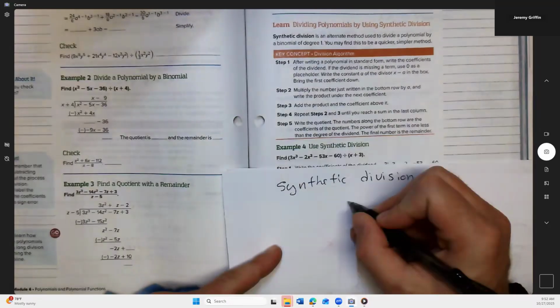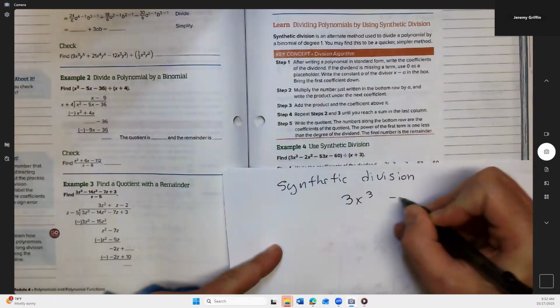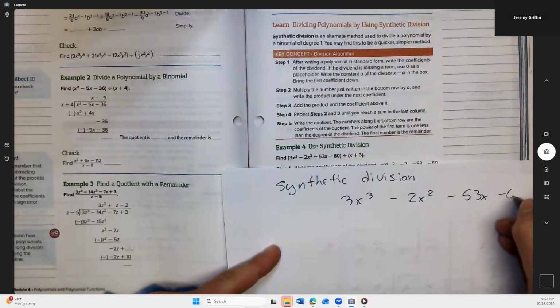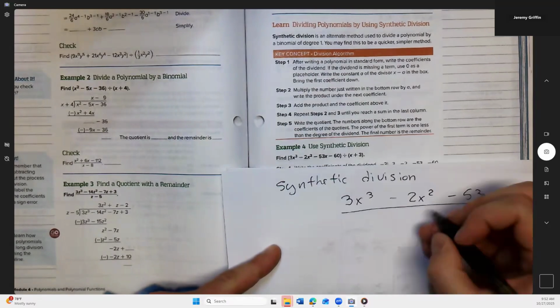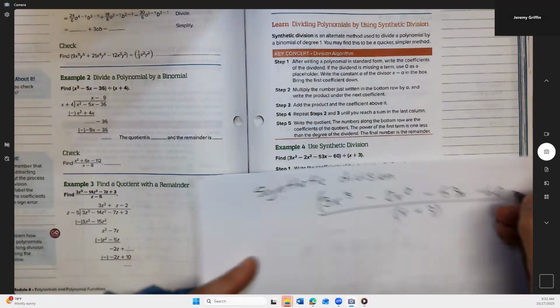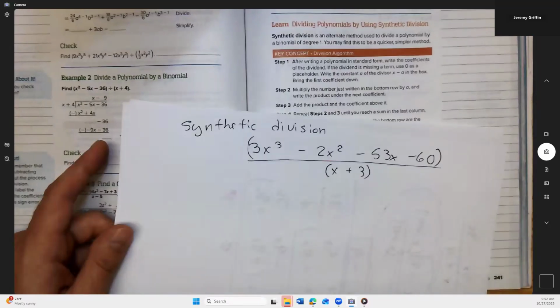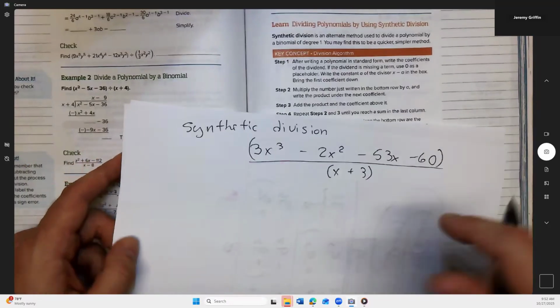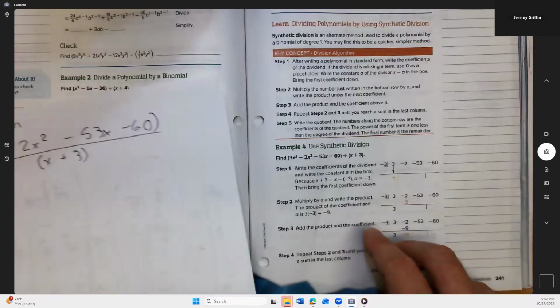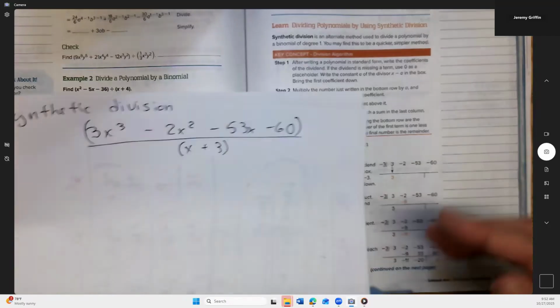All right, so here's what we're trying to do. We're trying to take 3x to the 3 minus 2x squared minus 53x minus 60, okay, and divide that by x plus 3. Okay. Now, could you, if you want to, use long division and get the right answer? Yeah, you could do that. We just did long division. You could totally do long division. Okay? But there's sort of like a shortcut method that sometimes is actually way faster.